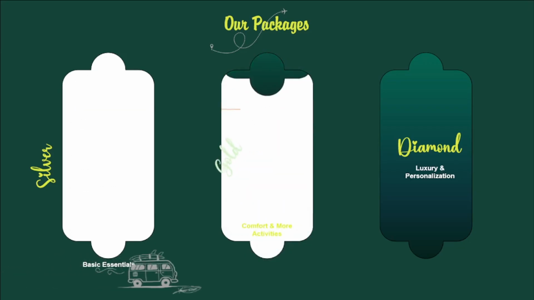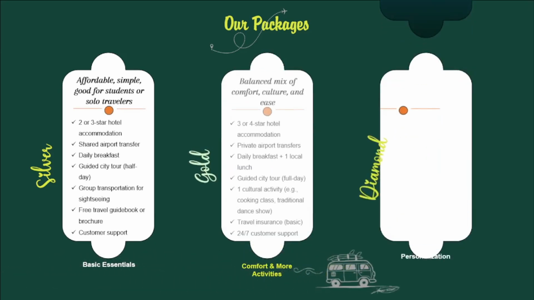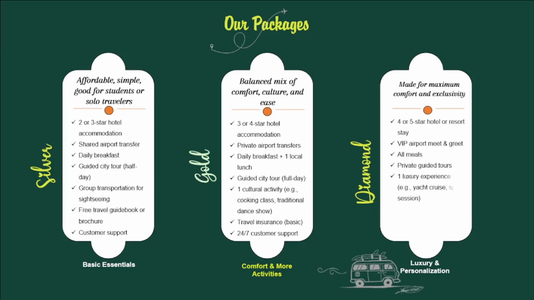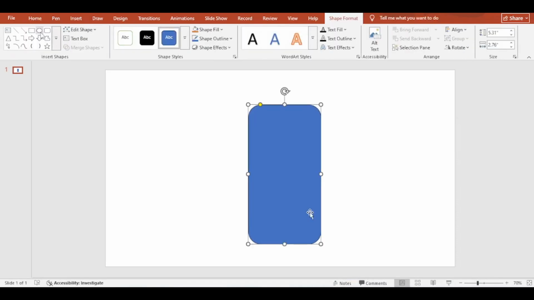Today, we are going to make this PowerPoint presentation. So, let's get started. At first, take a rounded corner rectangle shape. Then, add circle shapes. Select all shapes and merge shapes to union.